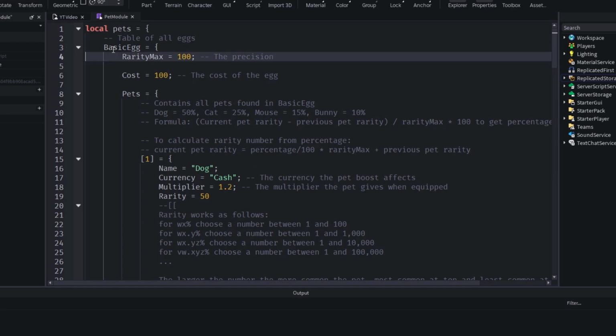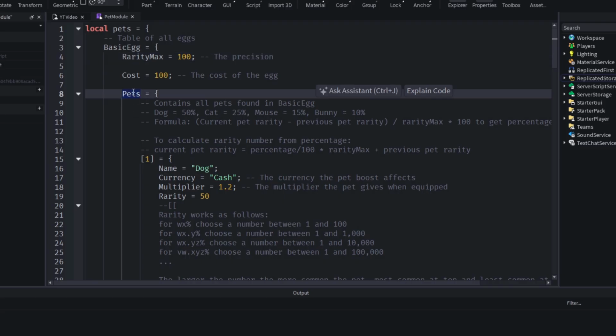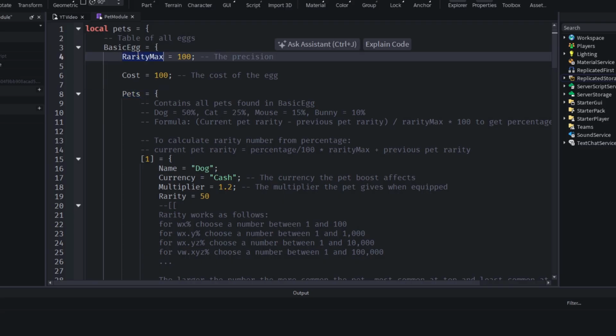These tables contain information about the precision of the probability as a percentage, the cost of the egg, and a table of the pets that can be found inside of the egg. The rarity max is the precision. This is the number of digits that will be used to fill 100%. For example, if you were using whole percentages, 1, 2, 3%, etc., the rarity max will be 100 because you can have 100 different numbers. If you want one decimal place, 1.1, 5.6 or 83.5% for example, you would use 1000 because there are 1000 different numbers you can have. Each decimal place you add scales the rarity max by 10.